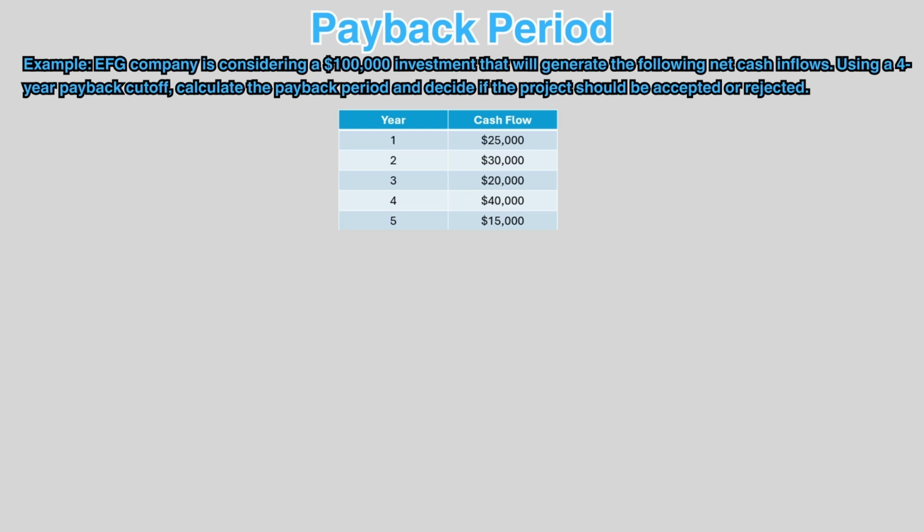Today we're going to be looking at the payback period method. So this is another method that companies can use to decide if they want to accept or reject a project. We already took a look at the net present value method, and that method is typically preferred over this one for reasons we will get into after we are done with this example, so towards the end of this video.